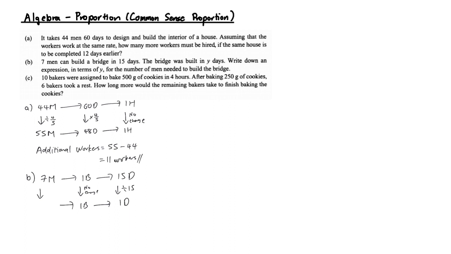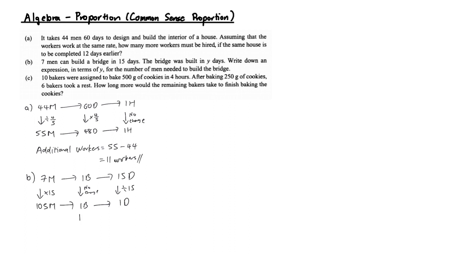More men, less days, or less men, more days, or more men, more days. So it's actually an inverse, it's an opposite. The more men you have, the less time you need to build the bridge. So if you divide by 15 on the right, then you multiply by 15 here. So you get 105 men.